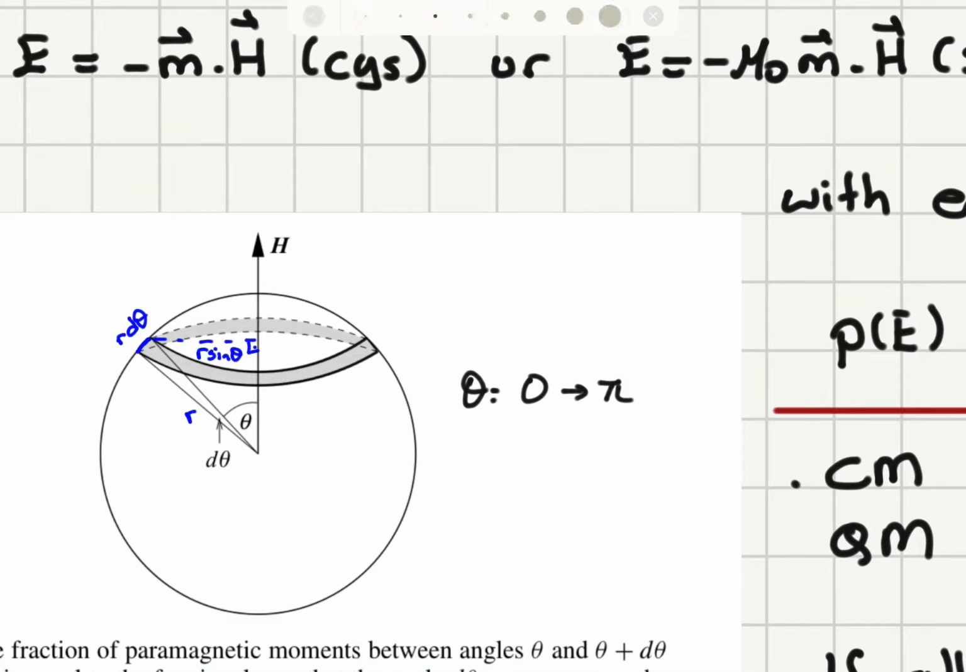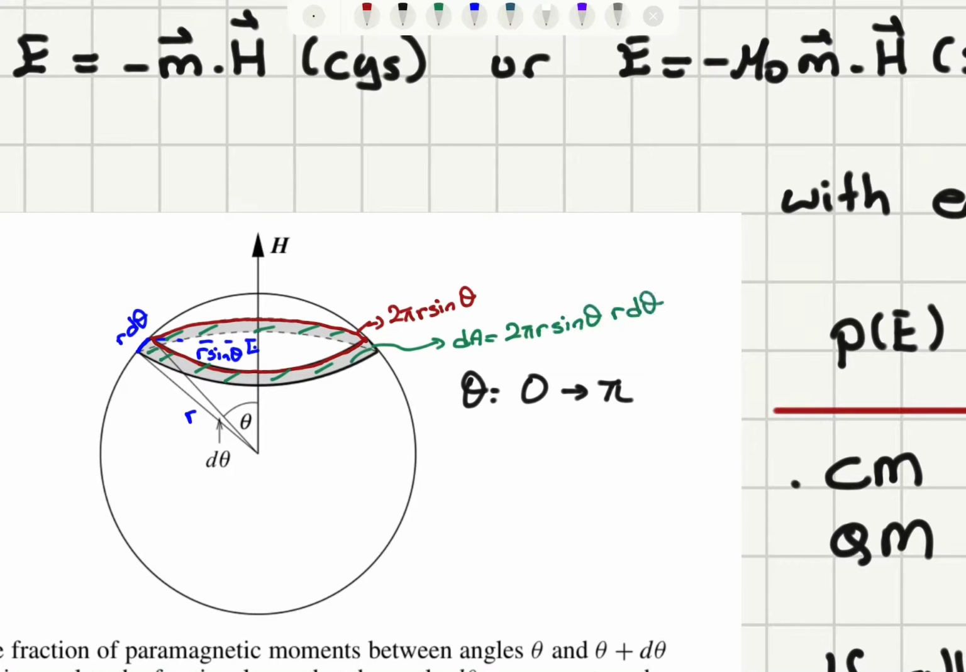So the circumference of this circle will be 2 pi r sine theta. So 2 pi r sine theta multiplied by r d theta will give me the total area. So this total area here will be equal to, so dA is 2 pi r sine theta r d theta.